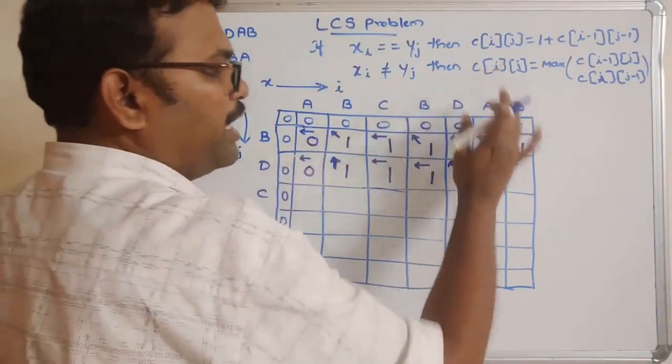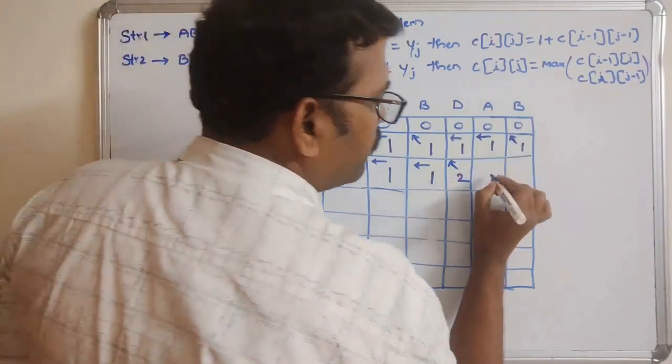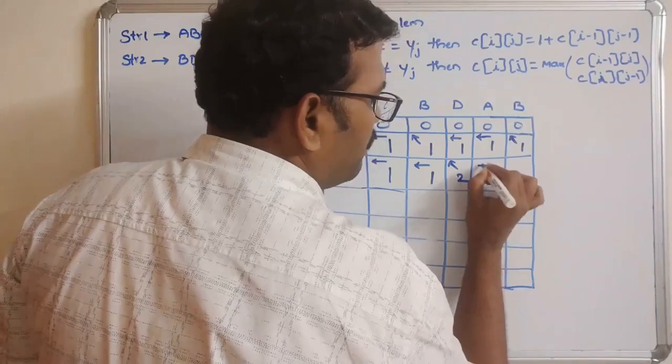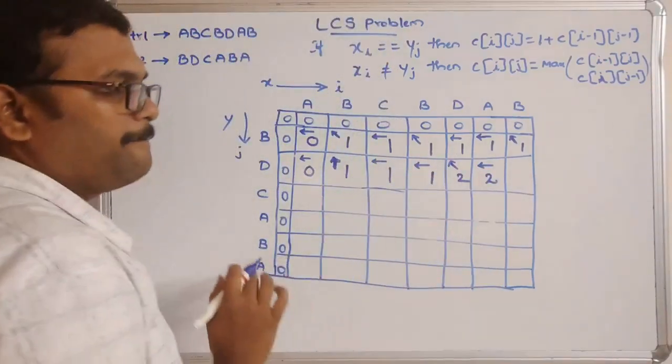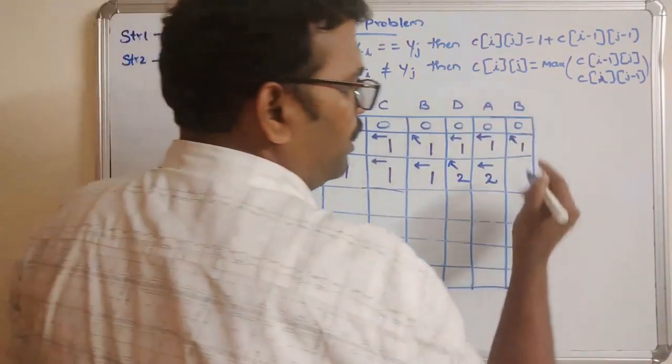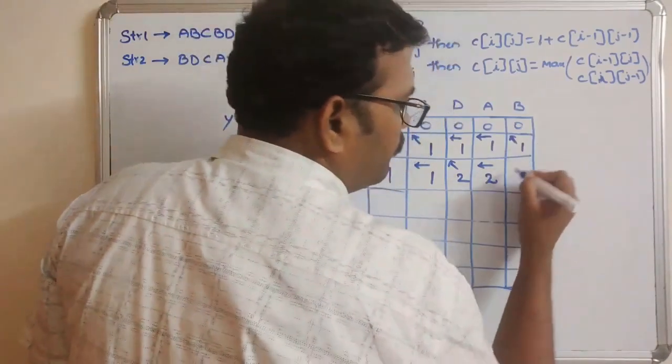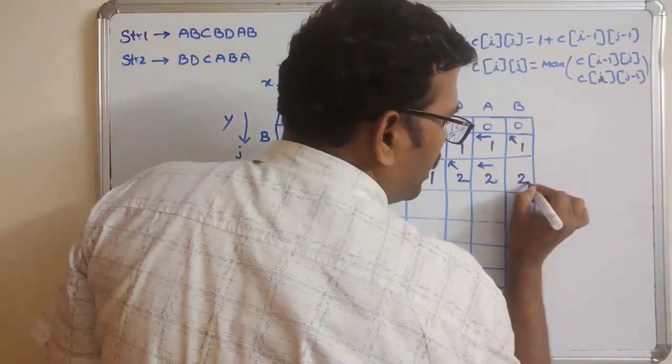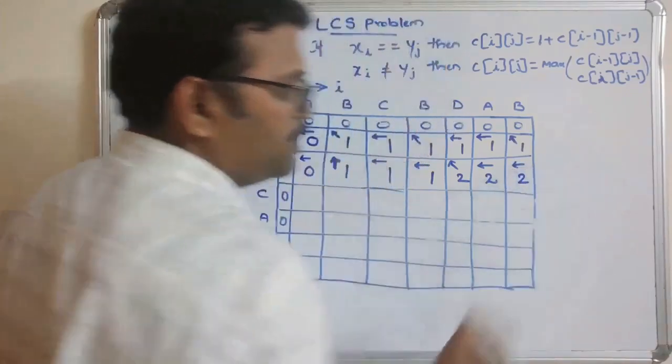D and A both are unequal. Among these 1 and 2, we have to consider a maximum. I will consider a maximum as 2. We got this from this cell. D and B both are unequal. Again 1 and 2 are there. We need to take the maximum. I will take a maximum, and I am taking from this particular cell.